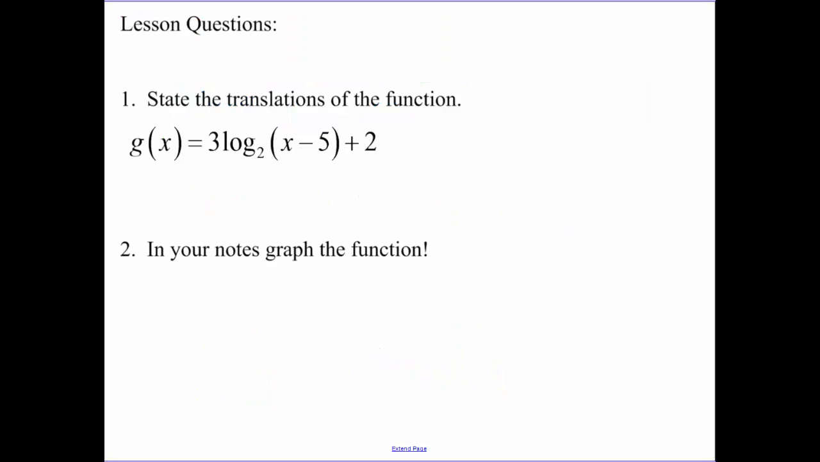Okay, I think this is a challenging video. Please, if you didn't understand, go back and rewatch. State the translations of the function. I'll give you a hint. There's more than one translation of that function. And then in your notes, try and get me a graph of that function. I'm not going to give you guys credit on the notes if you don't have a graph of the function sitting there. Okay? And please make sure that you get these translations and your lesson summary in on time.